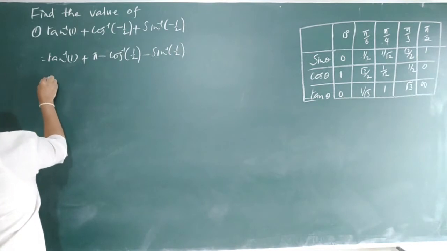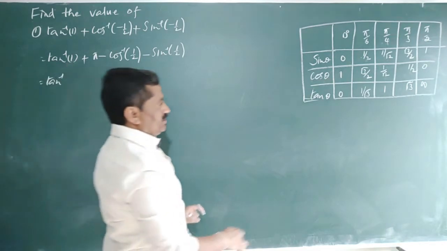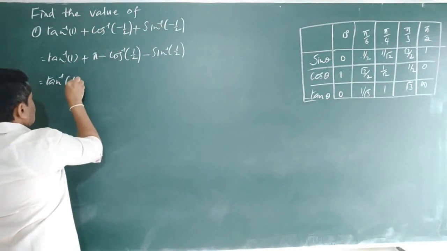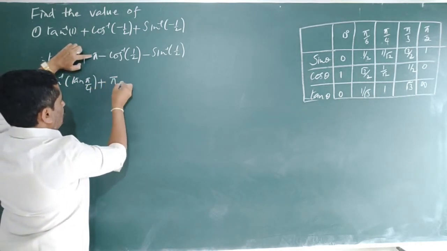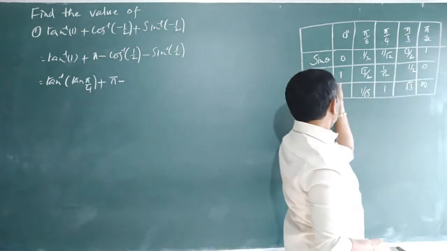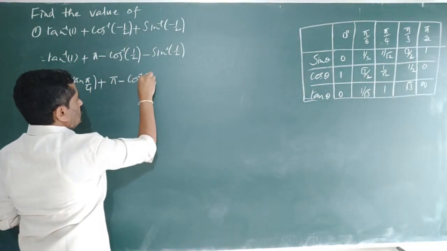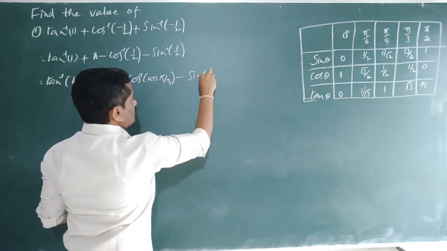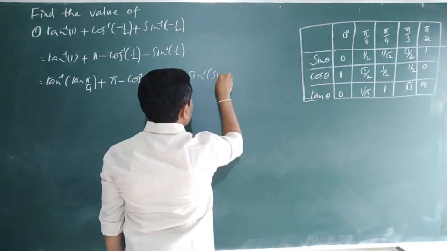Now, tan inverse of 1: for which angle does tan equal 1? That is pi by 4, tan pi by 4. Therefore that is pi by 4. Again plus, write this as it is, pi minus cos inverse of 1 by 2. For which angle does cos equal 1 by 2? Cos pi by 3. Therefore cos inverse of cos pi by 3. Again minus sin inverse of 1 by 2. For which angle does sin equal 1 by 2? That is pi by 6, sin pi by 6.